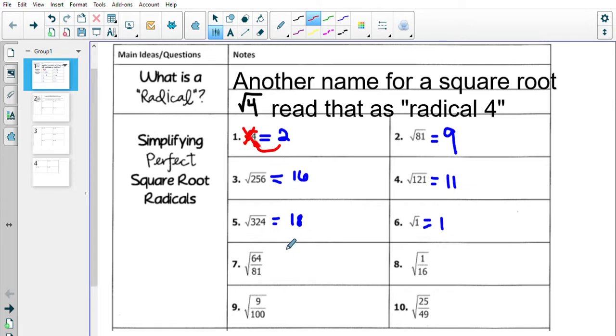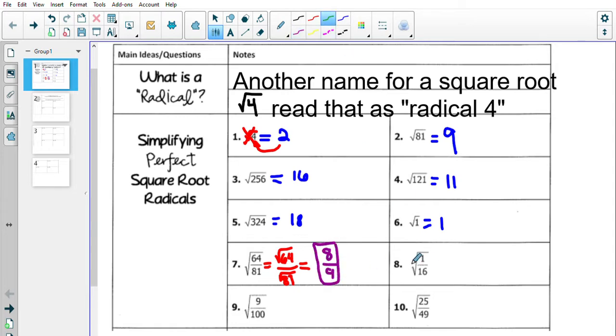Now, if I have a fraction, the same type of thing holds. Another way to look at it: when I have the square root of 64 over 81, I can look at this as the square root of 64 divided by the square root of 81. Square root of 64 we know is 8, since 64 is 8 times 8. And 81 is 9 times 9, so that's 8 ninths.